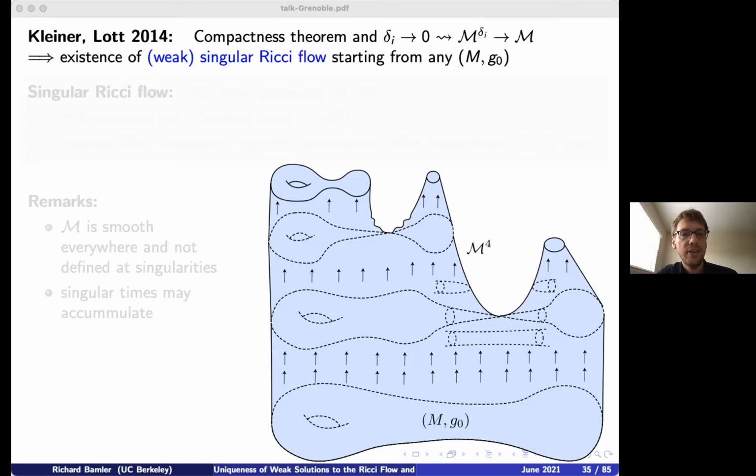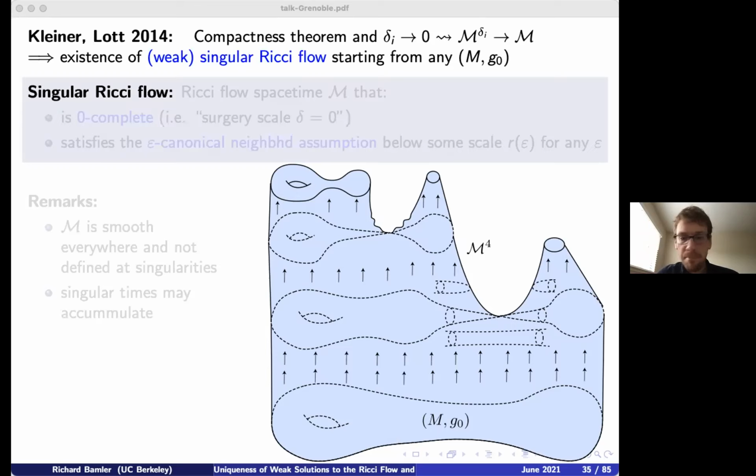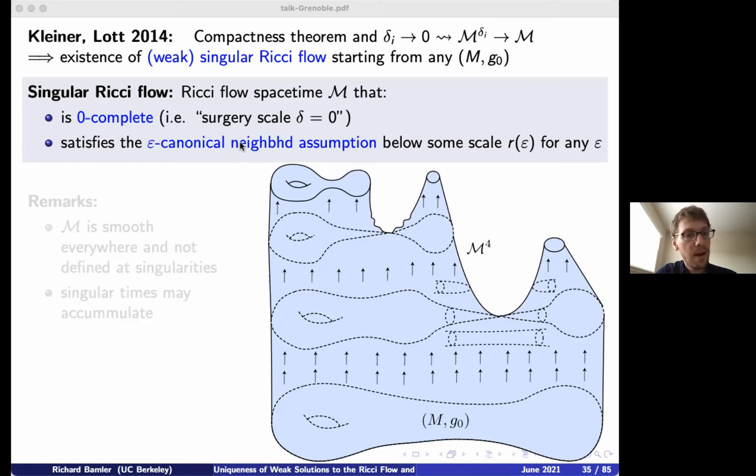So what's the definition of a singular Ricci flow? It's surprisingly simple. It's just a Ricci flow spacetime that is 0-complete, meaning that the surgery scale is effectively 0, and that satisfies the canonical neighborhood assumption below some scale epsilon. So what has changed from the previous slide is just that we set the delta to 0. And we can do this now.